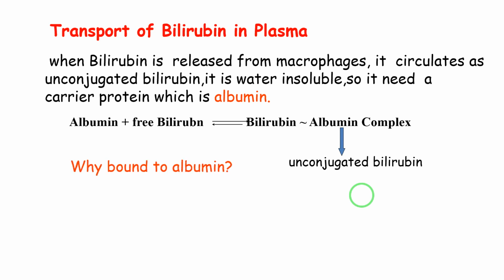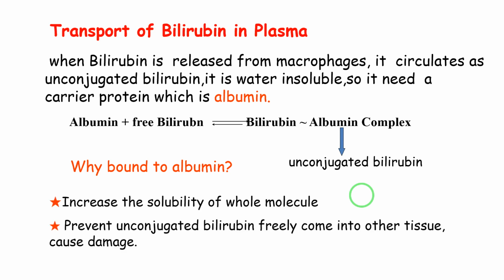In the liver, the process of conjugation occurs. Why do we bind it to albumin? First, it is important to increase the solubility of unconjugated bilirubin because it is water insoluble. And second, by binding to albumin, the unconjugated bilirubin is prevented from diffusing back to the tissue and causing damage.